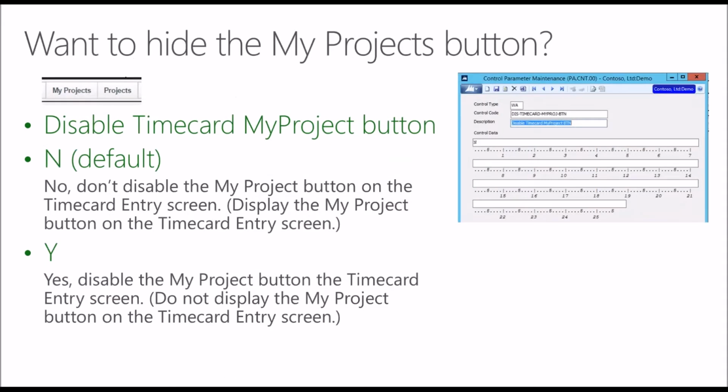Same idea here. We also have the idea of being able to disable the Projects button as well, so we can go through and turn off the projects the same way. Instead of using the disable My Project button, it's disabling the Project button. So same idea, 2 different areas. Again, now we can turn on or off My Projects as well as Projects.